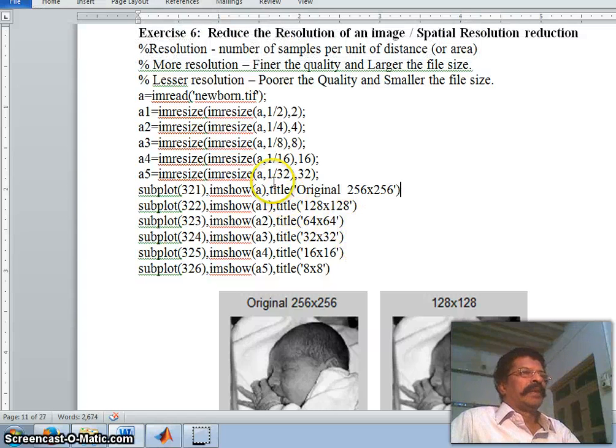Bismillah. Welcome back. In this class, we shall discuss what is the resolution of an image and how it affects the quality of the image if the resolution is increased or decreased.